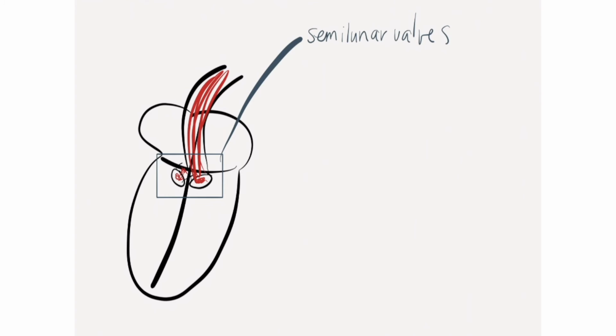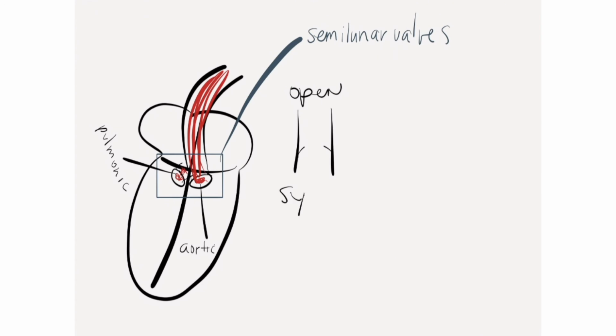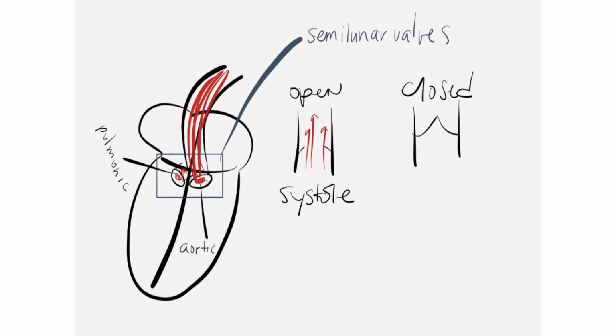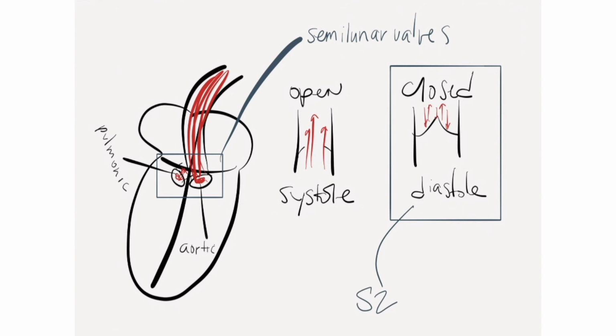The cross section of our heart again, and you see the aortic and pulmonic valves. These are our semilunar valves, and they get their semilunar name from being a lunar style shape. When they are open, we have systole and blood is pushed through them, and when they're closed during diastole, that structure prevents backflow of the blood. This closure of the valve is our S2 in our heart sounds.